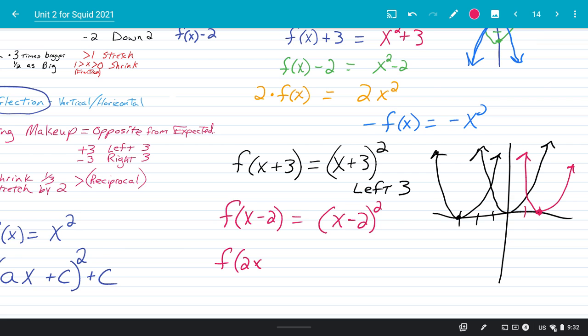All right, so what would happen if I do this? F of 2x would look like 2x squared. Now, we know it's horizontal because it's on the inside, right? And 2 would make us think that it's a stretch, getting bigger, right? But it's the opposite, so it's actually going to be a shrink. And it's going to shrink horizontally by a half, or the reciprocal of whatever that number is. Are you with me? So this thing is going to look something like that.